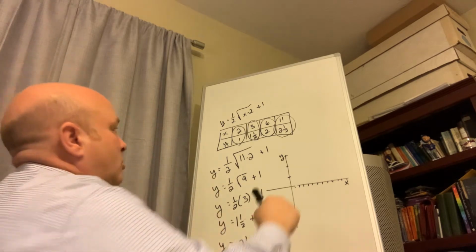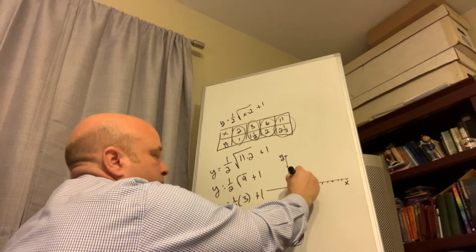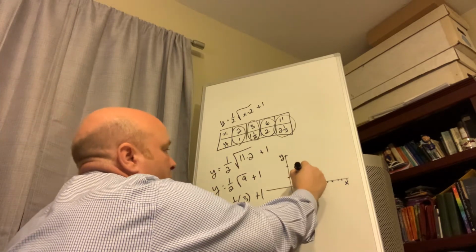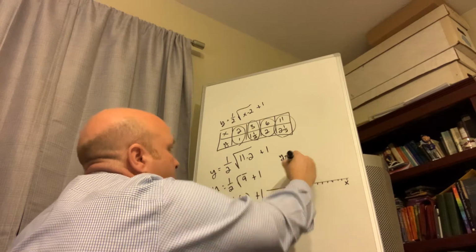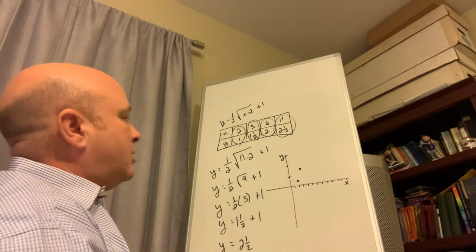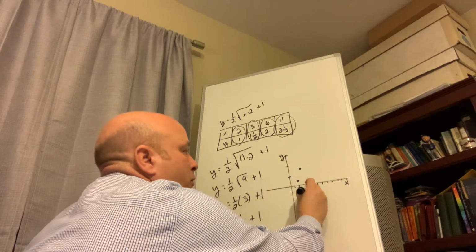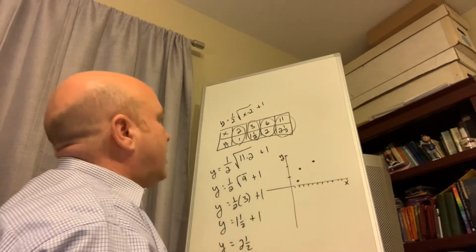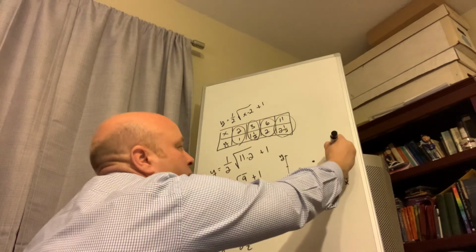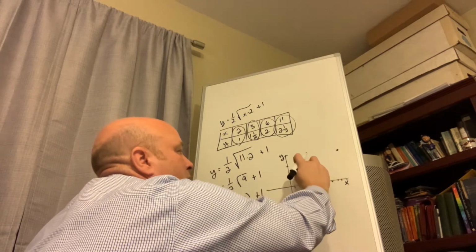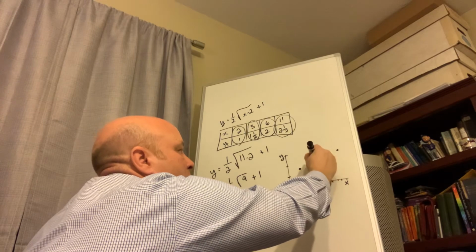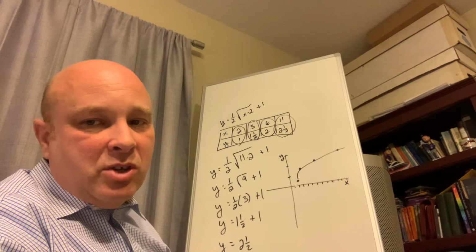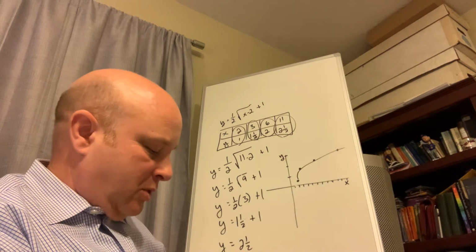All right, when x equals 2, y equals 1. When x equals 3, y equals 1.5. When x equals 6, y equals 2. X equals 11, y equals 2.5. That's going to be about right there. And, okay, there we go. All right, and I get that kind of half bullet looking shape. That's what a radical looks like when it's graphed.